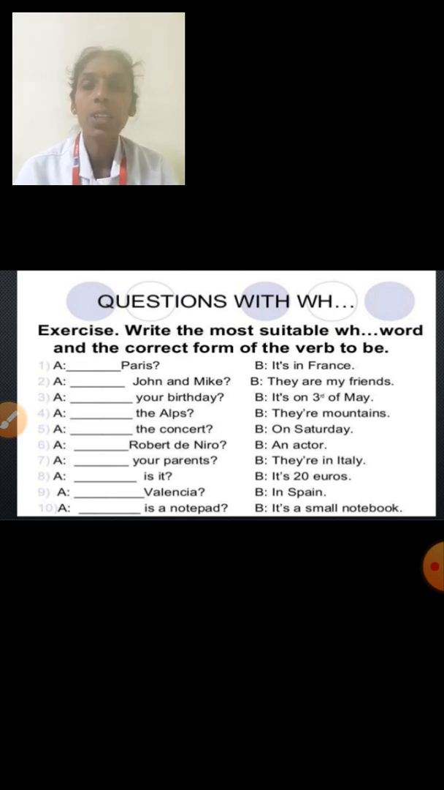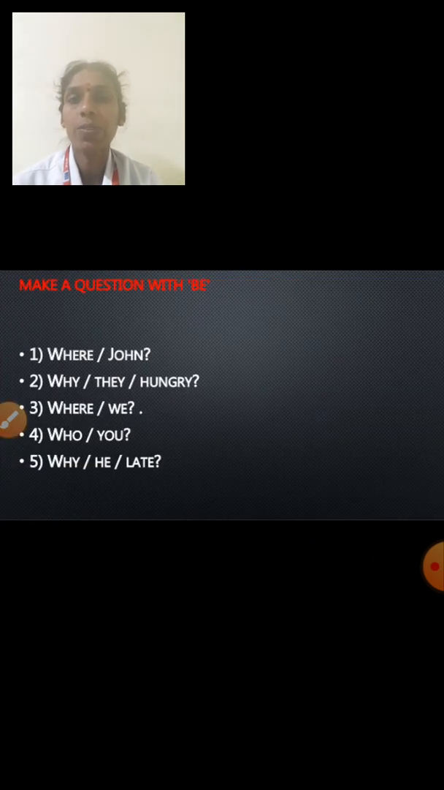Okay, like that you will frame the question and you can write it. Valencia, it is in Spain. Where is Valencia? It is in Spain. What is a notepad? It is a small notebook. Like that you can frame questions with a question word. We can use these types of question words to frame questions.